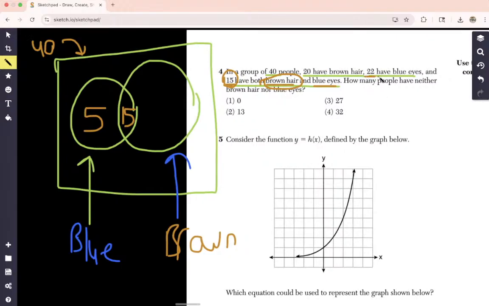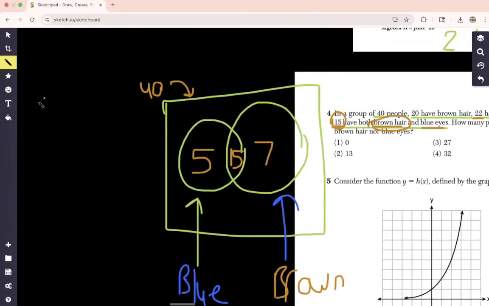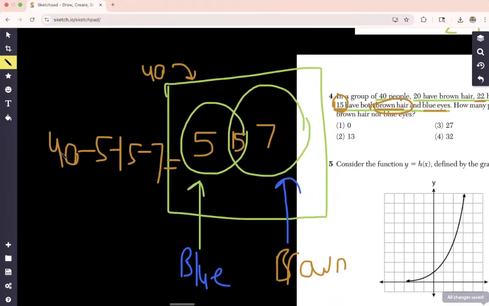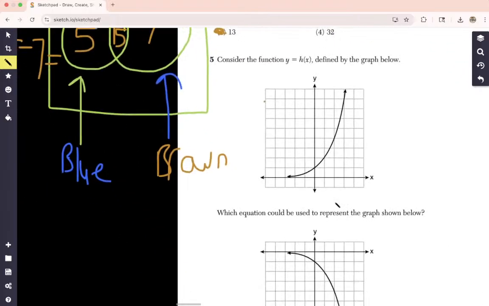Meanwhile, if 22 people have blue eyes, and you know that 15 of them have brown hair as well, then the remaining amount has to be 7. Now, if you have 40 people in total, I'm just going to subtract all of these numbers. So 40 minus 5 minus 15 is 20, minus 7. It's going to be 13. So it's going to be answer choice number 2.